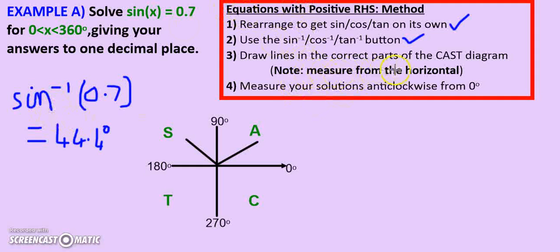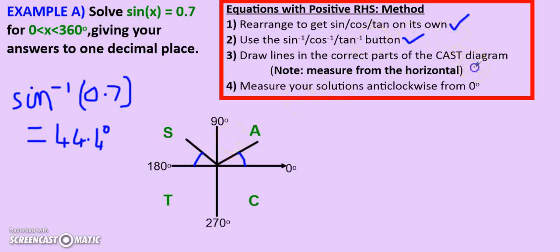And let's mark on the angle. It says measure your angles for now from the horizontal. So I'm going to mark on 2 angles here from the horizontal. So there they are. And the size of those angles is the same as this value here. They're 44.4. So that's an angle of 44.4 from the horizontal. And so is that. So those blue angles are both 44.4.